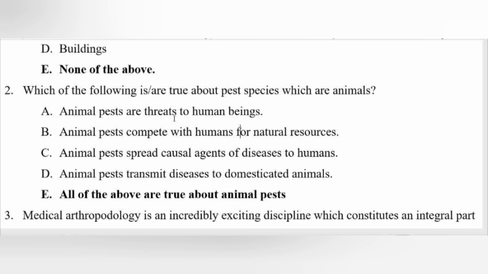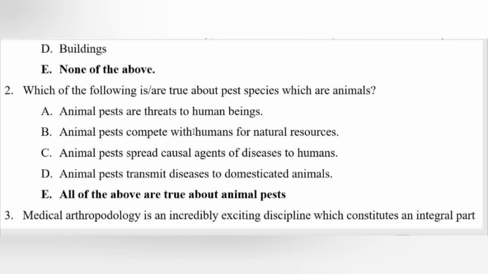Then the option B, animal pests compete with humans for natural resources. Yes, they do compete with human beings for natural resources. And when we look at the ecological footprint of humans, for example, you realize that we humans have exceeded our footprint, our ecological footprint, not economic. The consideration here is ecological footprint, and we humans have exceeded our ecological footprint.